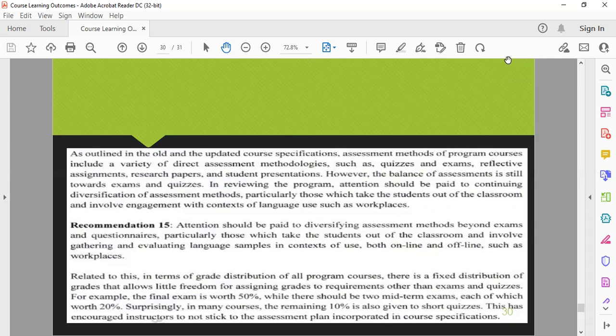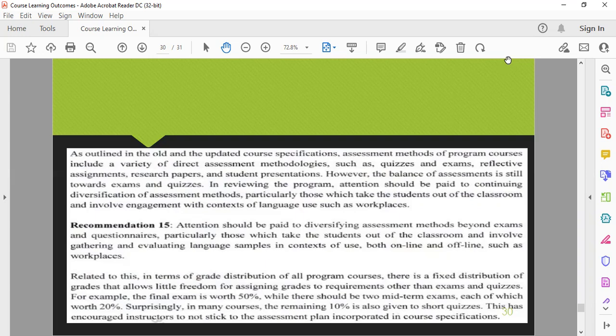In reviewing the program, attention should be paid to continuing diversification of assessment methods. This is a recommendation, particularly for those which take the students out of the classroom and involve engagement with the context of language use, such as workplaces. I know this is very challenging, but at least this is a suggestion. Based on this observation, they have made this recommendation, and when reviewers write a recommendation, it means there is a serious issue. They have said attention should be paid to diversifying assessment methods beyond exams and questionnaires, that is, the direct and indirect methods, particularly those which take the students out of the classroom and involve gathering and evaluating language samples in context of use. If we do this, that's going to be great, both online and offline, such as workplaces.